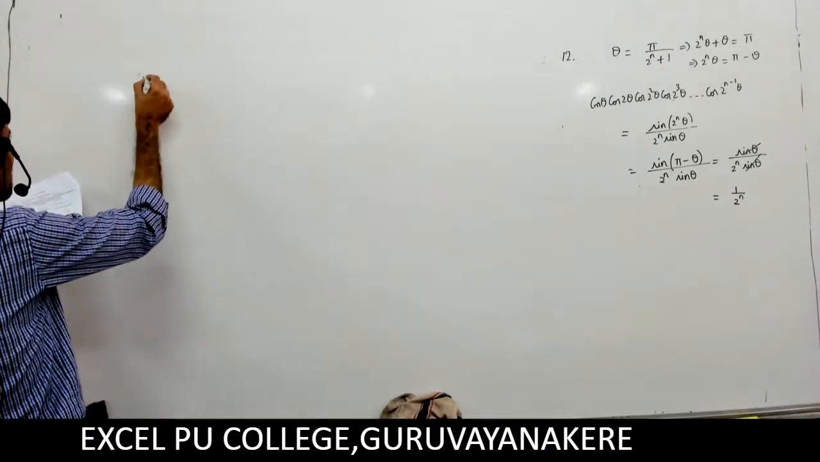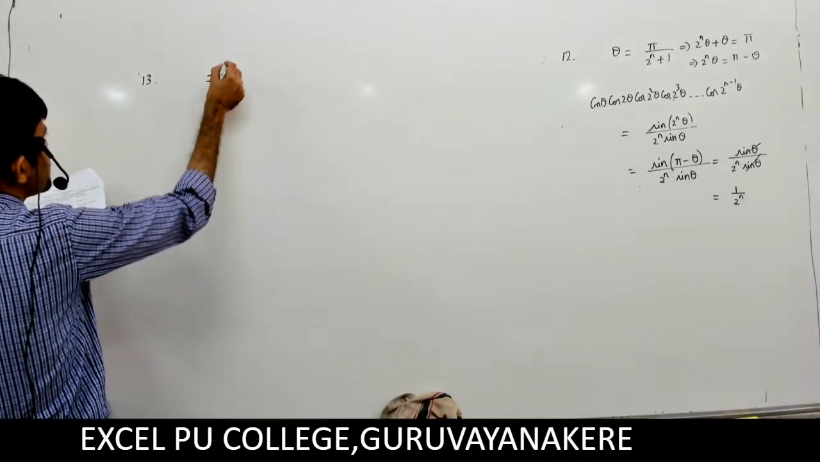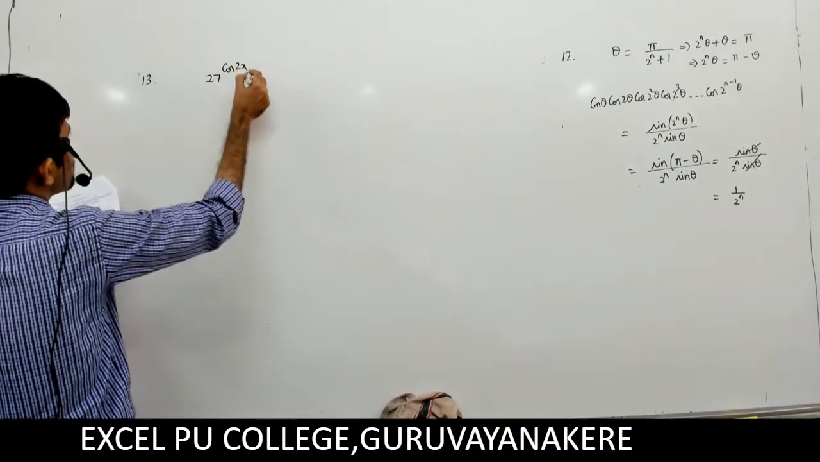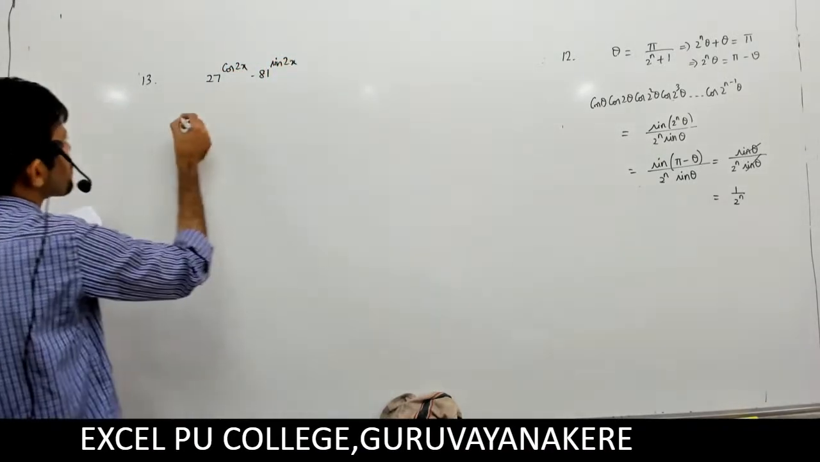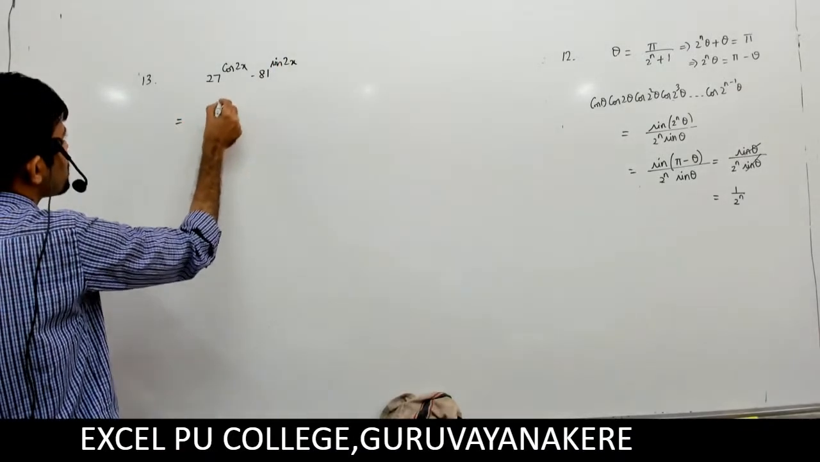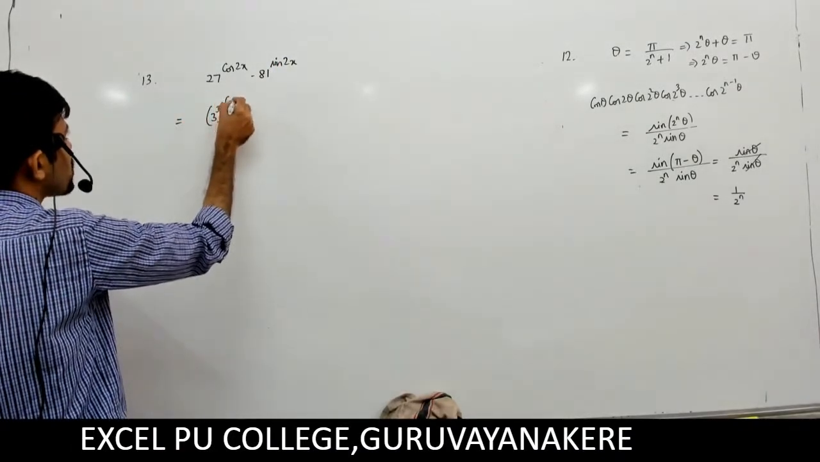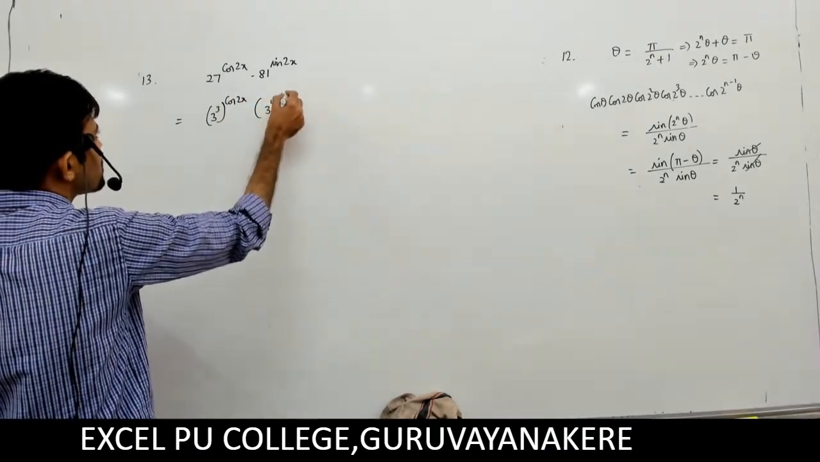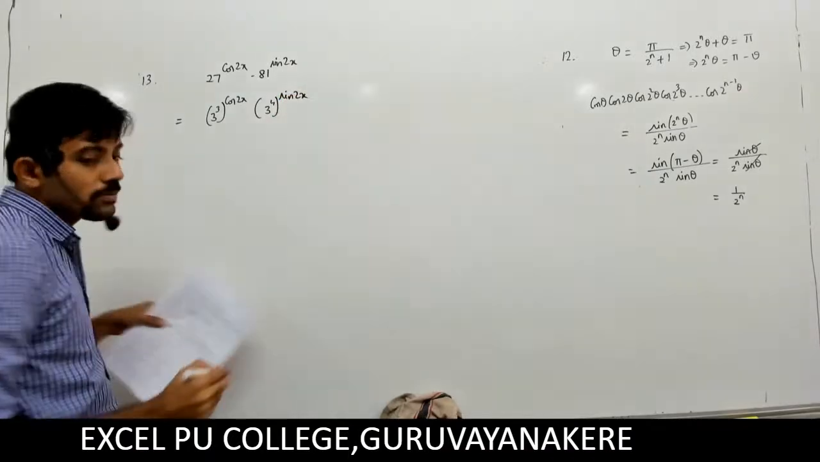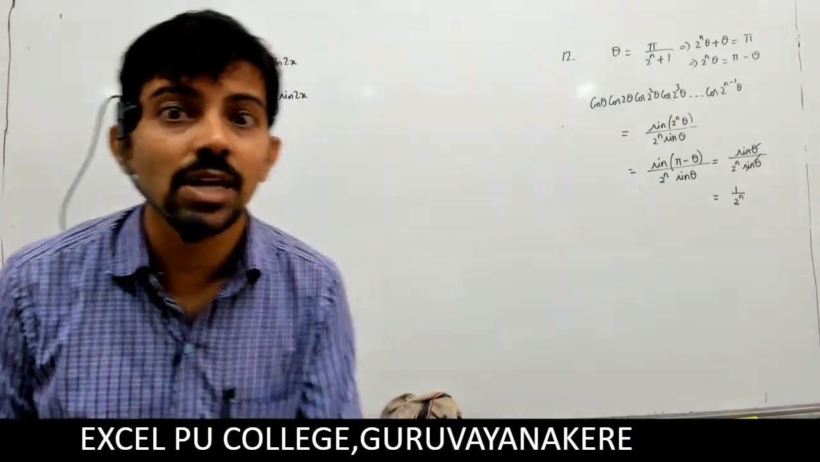Find the minimum value of the function 27 to the power cos 2x into 81 to the power sin 2x. 27 is 3 cube, to the power cos 2x, and 81 is 3 to the power 4, raised to the power sin 2x. Here I am using the concept of the minimum and maximum value of a cos x plus b sin x.